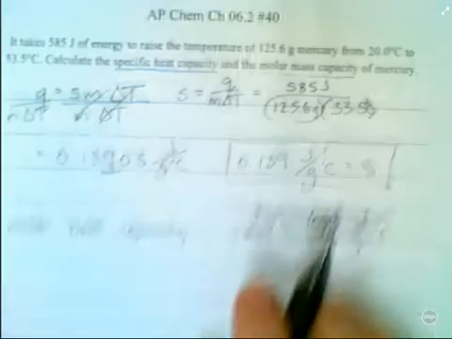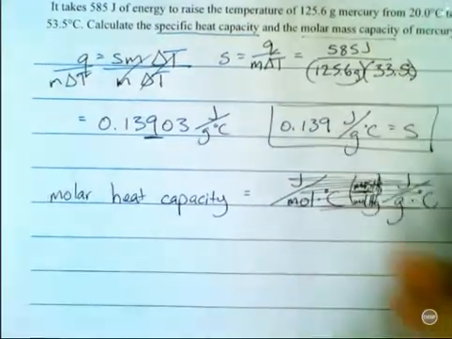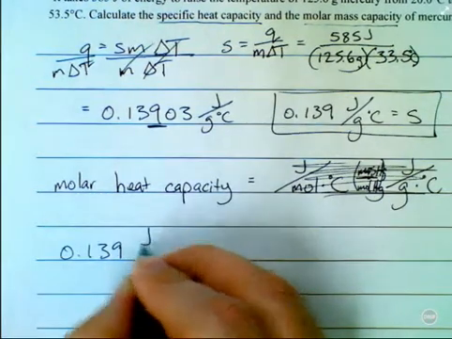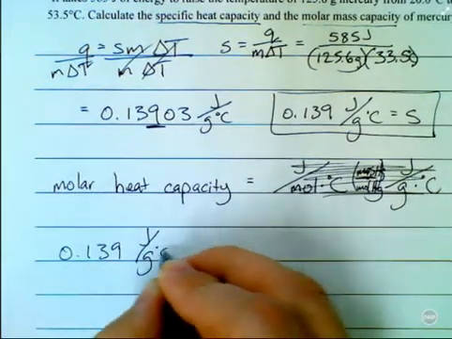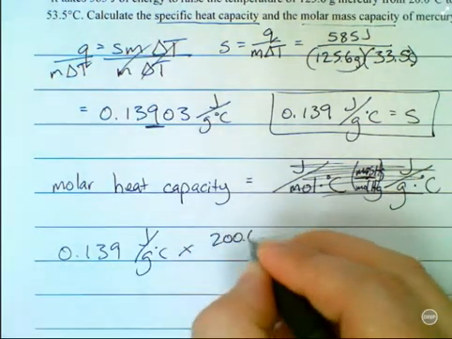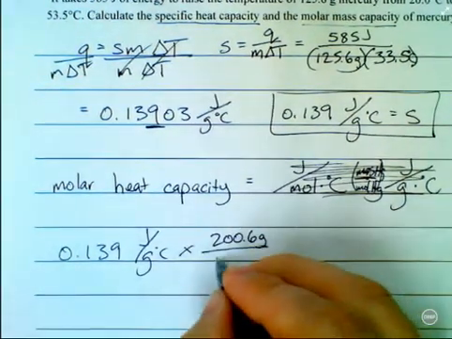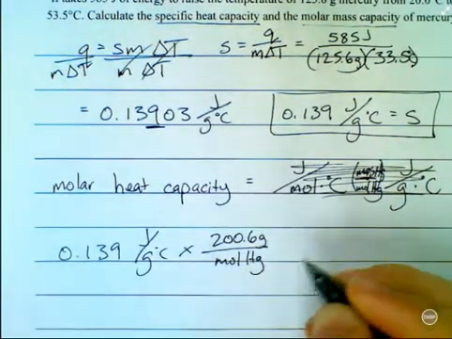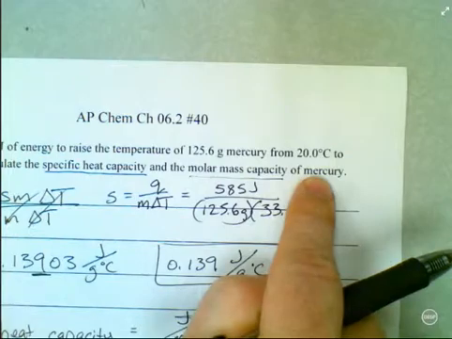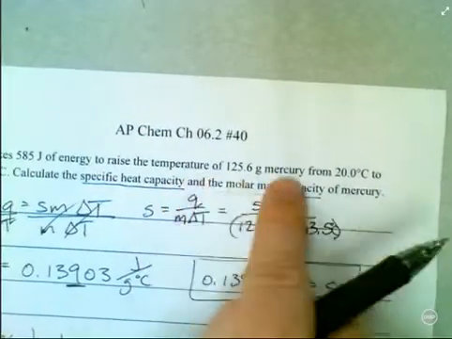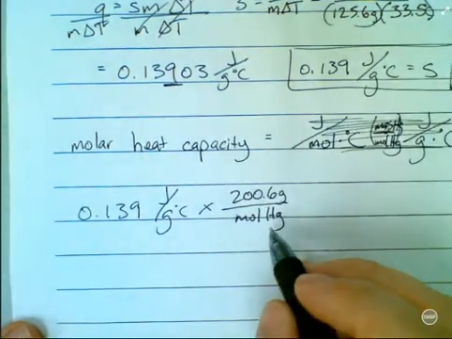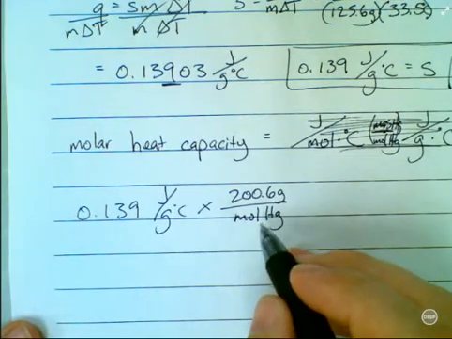Okay. Start with specific heat capacity. All right. We know what that is: 0.139 joules per gram degree Celsius. Now, if I multiply this by the molar mass of mercury, you might be wondering, why am I doing this for mercury? Question says of mercury. Okay, this stuff is mercury. This is a mercury sample. Take the specific heat, multiply that by the molar mass of mercury.